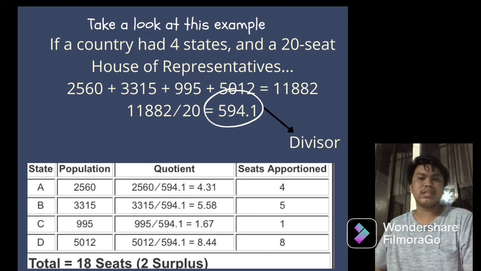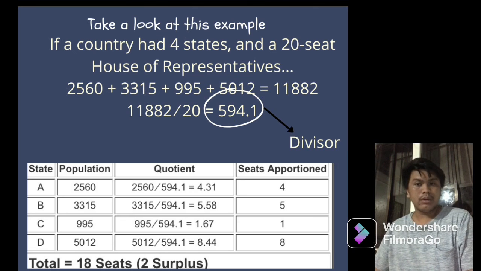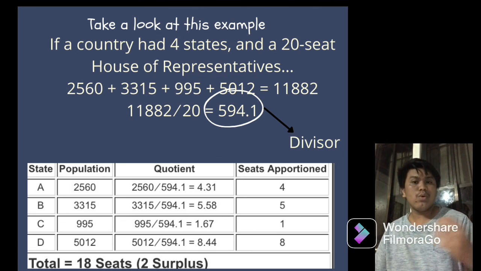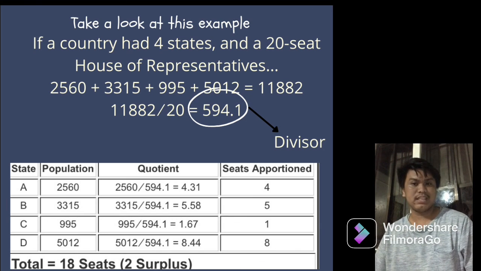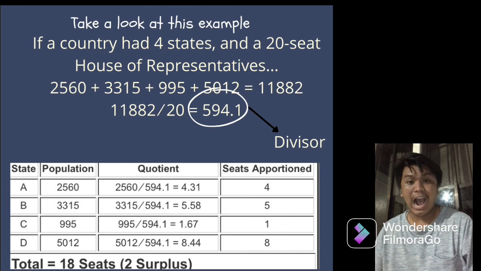So, ano nang gagawin natin dito sa seats apportion? So, yung seat apportion ngayon ay i-add natin. So, kung yung seat apportion po ay mag-total ng 20, which is the available seats, then, okay na, we are done. So, 4 plus 5 plus 1 plus 8, that would be total of 18 seats. So, meron tayong 2 surplus. Ibig sabihin, meron tayong dalawang kulang. So, 18. So, what we are going to do? So, since meron tayong kulang na dalawa out of the 20 seats na available, ang seats apportioned lang ay 18 gamit ang 594.1 na modified divisor.